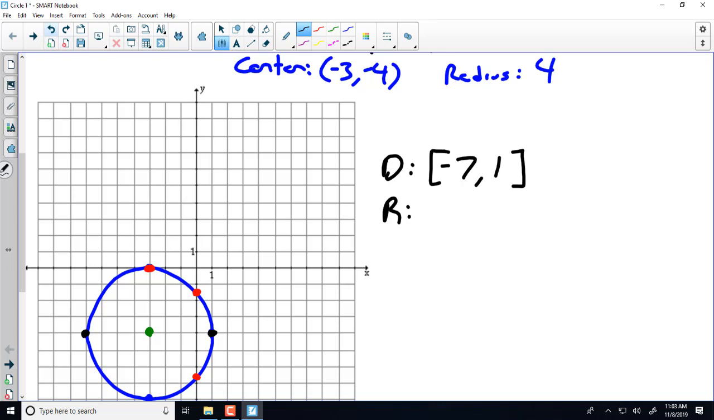And then the range goes from this y value down here to this y value up here, so that's going to be negative 8 to 0. At this point, what we could do to finish up our picture is erase the center because it's not actually a point on the graph. But if you want to leave it there, that's okay, as long as you understand that the center is not actually a point on the circle. The circle is all the points that are 4 units away from the center, in this case.